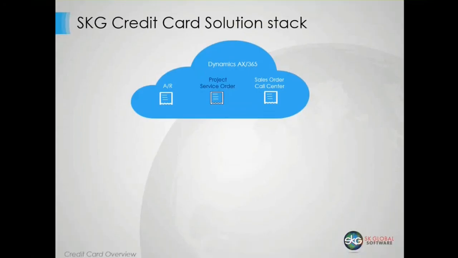So let's take a look at our overall solution stack. I have that shown in a cloud there, but for those of you on AX 2012, just envision that that's your AX 2012 solution, or D365. As I mentioned, what we're going to talk about is common to both areas. So we covered these three main functional areas within AX, D365: the AR area, capturing credit card transactions against AR transactions. The project service order area we'll be adding by the end of the year. I'll show that and talk about that in a few minutes as well. And then also, of course, the sales order and call center in the sales order area.